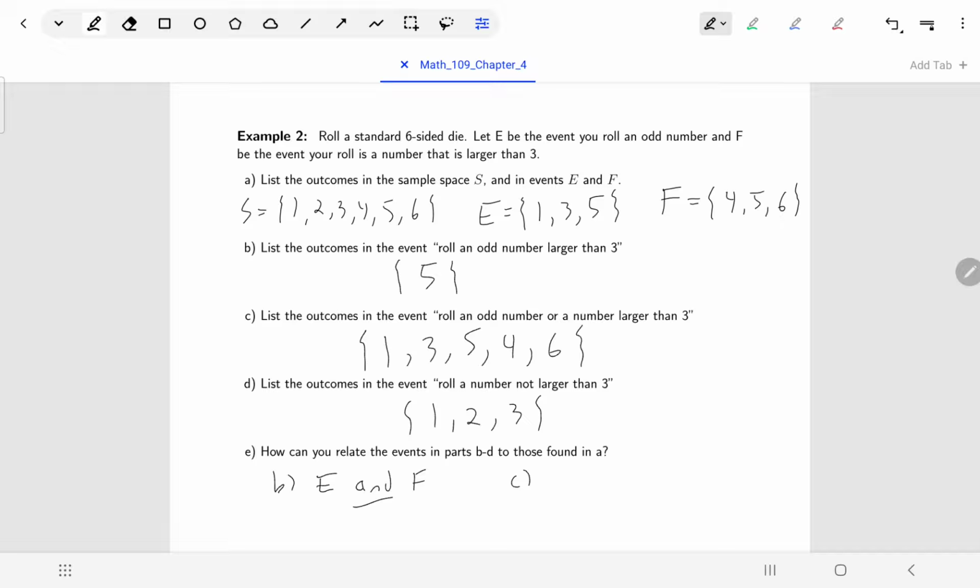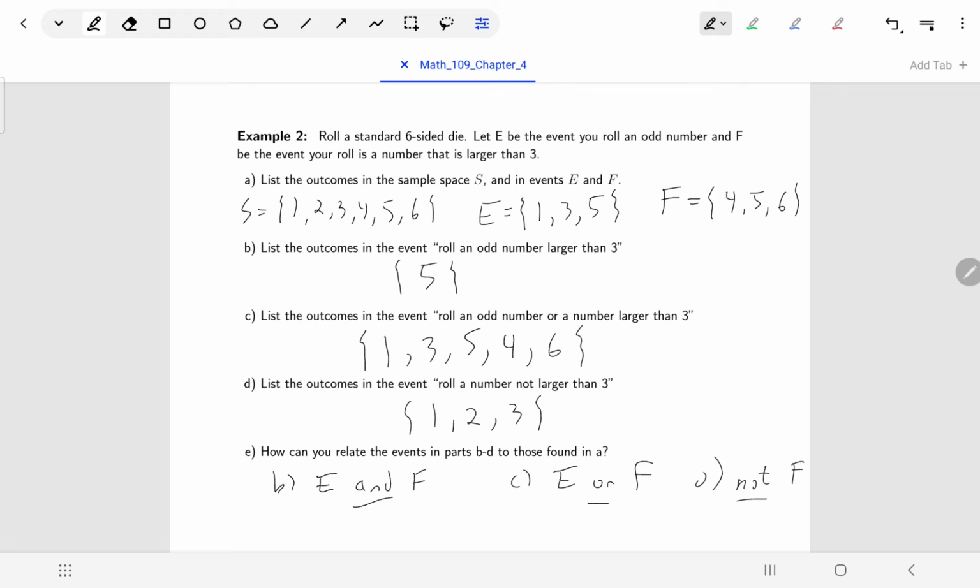If we're thinking about part C, we were looking for rolling an odd number or a number that's larger than 3, that's E or F. And for part D, we were looking at numbers that were not larger than 3. We were looking at the opposite of F. So in other words, we were thinking about not F.